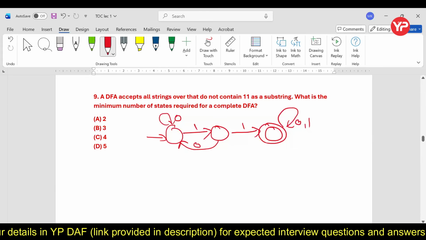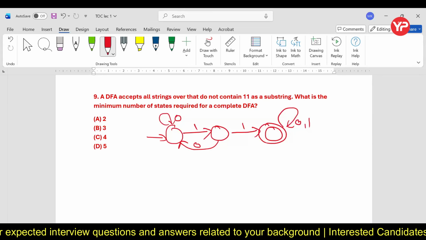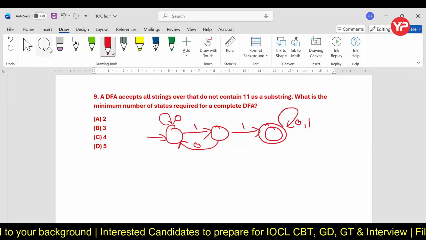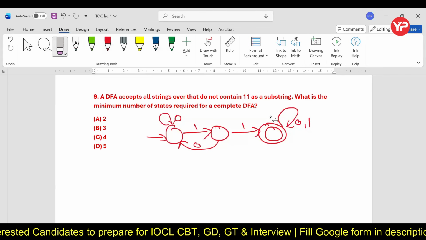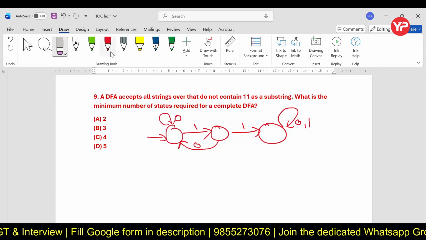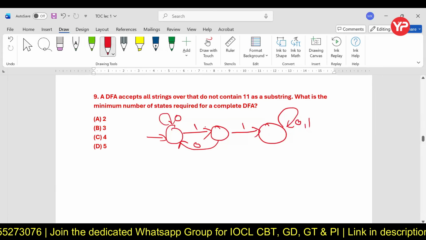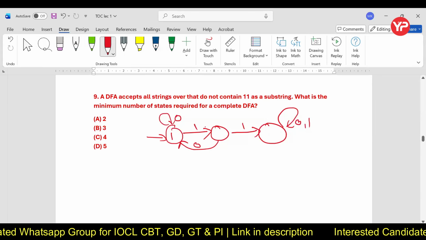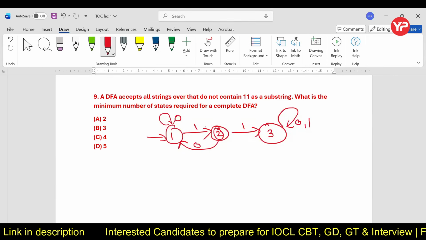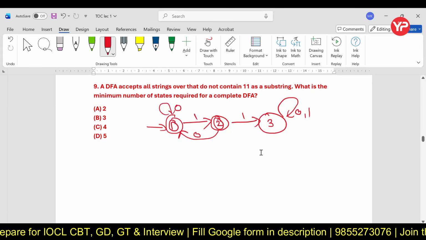Yes, this contains the substring 11, because in a substring we want consecutive 1s. Now we want to convert it into a machine accepting strings which do not contain 11 as a substring, all the remaining strings. So just make all the non-final states final and the final ones non-final. Previously state 1, state 2, state 3 were final. Now make state 3 non-final and states 1 and 2 final. So this is the right answer. The number of states is still the same.